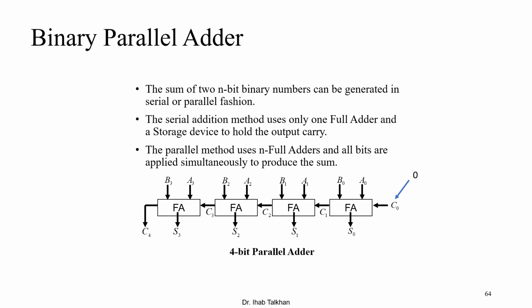The serial, I said, is more expensive. You have only one full adder with a memory. But as for the parallel, as you can see from the graph here, you have four full adders, and if you need to extend, you can extend by using an extra full adder and so on. The parallel method uses n full adders, and all bits are applied simultaneously to produce the sum. That's why it's faster than the other one.